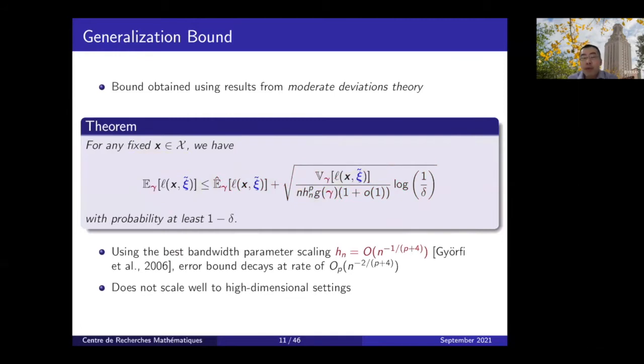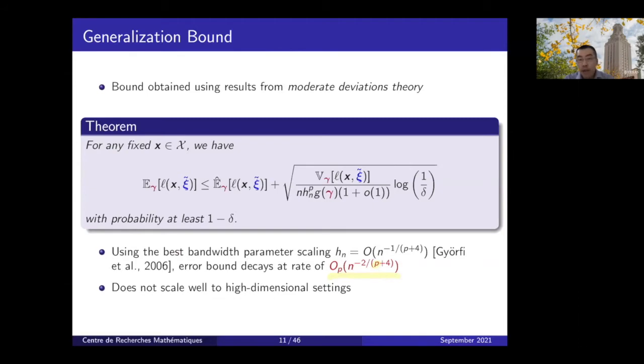So choosing the best bandwidth parameter that optimally trades off the bias and variance for the estimator, we get an upper bound. The upper bound decays at the rate given here. From the dependence on the dimension P of gamma, we see that the bound does not scale well to high dimensional settings. This is quite common in settings where kernels are used. We will discuss a way to tighten the bound.